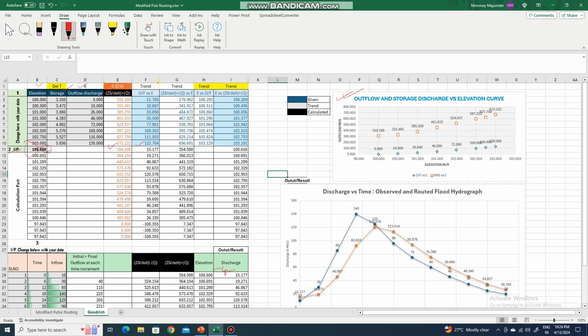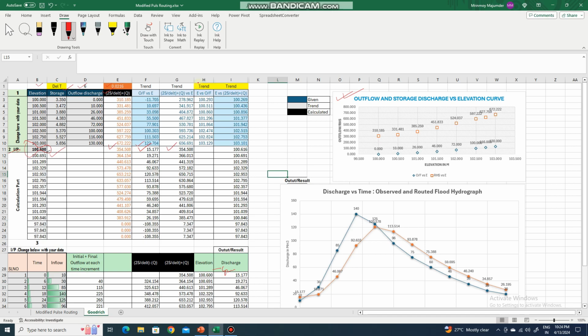So that formula is extended up to this. And then what happens? We know the elevation at the initial time period, so we put it here. Then and there it gives a new discharge, and also this new 2S/Δt plus Q data. This I already discussed with you.